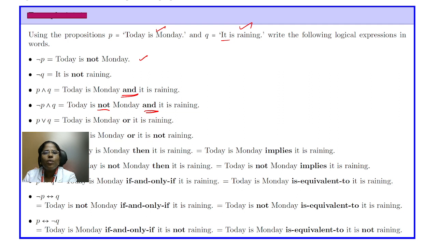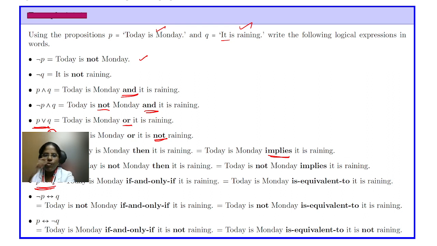Now, write the following logical expressions in words. P or Q means today is Monday or it is raining. We need to include or. Here they have taken the negation, so it is not raining. Here, if today is Monday, then it is raining. That is, today is Monday implies it is raining. Also you can write it with negation: if today is not Monday, then it is raining.